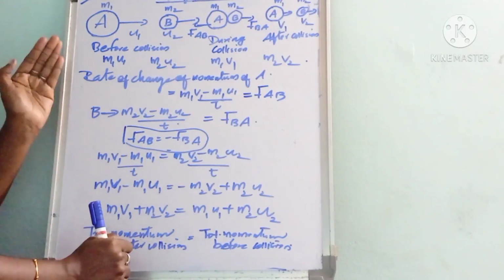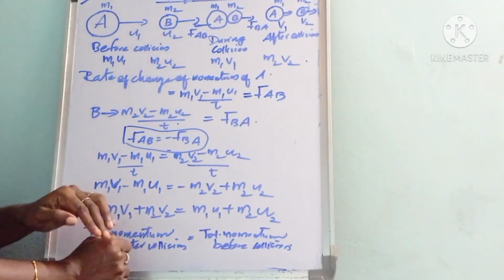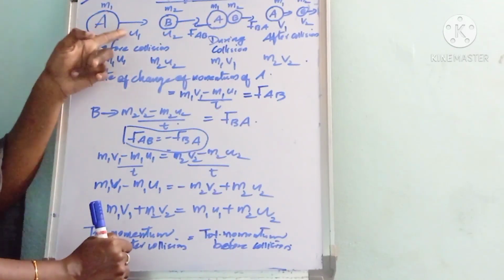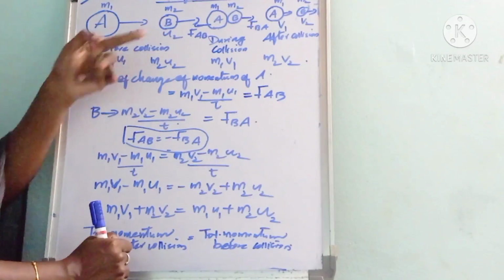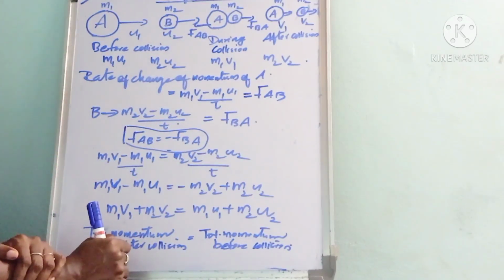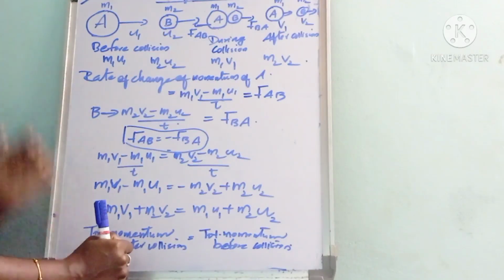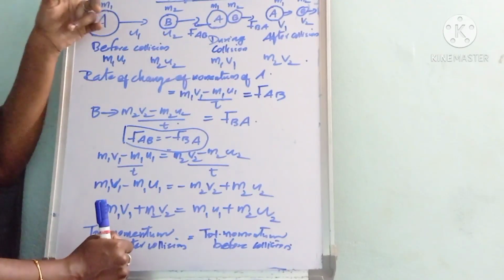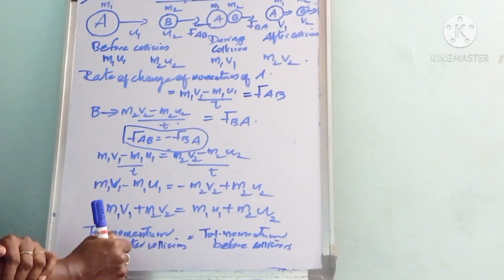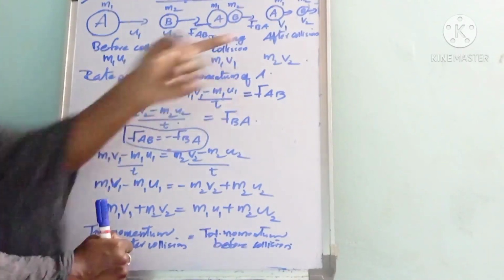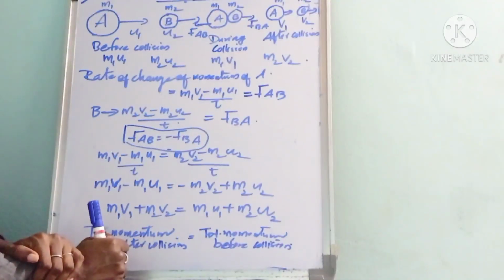Here we are considering two objects A and B of masses m1 and m2. A moved with velocity u1 and B moved with velocity u2. Here we are assuming that both the objects travel along a straight line with velocity u1 greater than u2. Then after collision, A moved with velocity v1 and B moved with velocity v2.